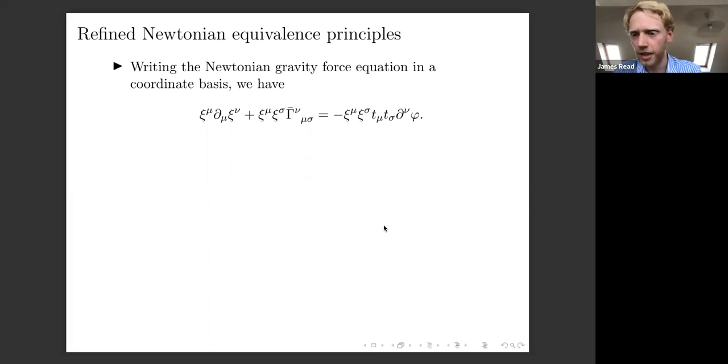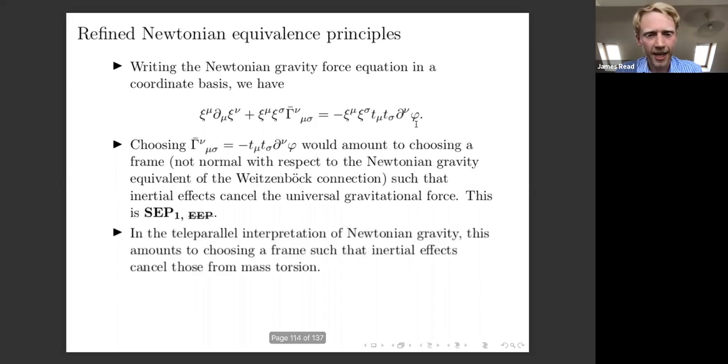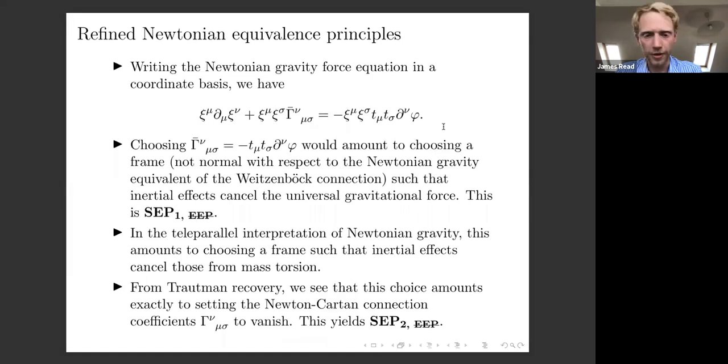What about Newtonian gravity? There I would write the force equation like this. I can choose a frame such that these Newtonian Weitzenbock connection coefficients cancel the term on the right-hand side, which we now know to be related to mass torsion, which would be SEP1 EEP. I can make a choice of frames such that the gravitational effects are transformed away. And then in the teleparallel interpretation, as I said, this involves choosing a frame such that inertial effects cancel mass torsion. And then we know from Trautmann recovery that this choice amounts to setting the Newton-Cartan connection coefficients to vanish. So that should tell us that the frames in which this is the case are related by Galilean transformations.